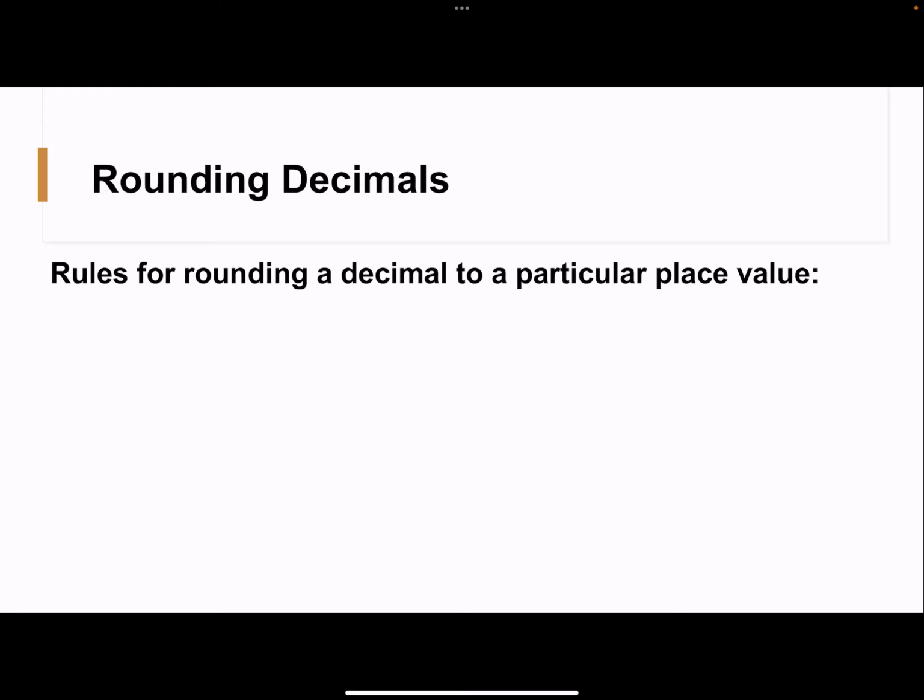Let's talk about rounding decimals. This is something that you really need to make sure you know how to do. This seems to be a weakness for a lot of college students. They cannot round correctly to a particular place value.